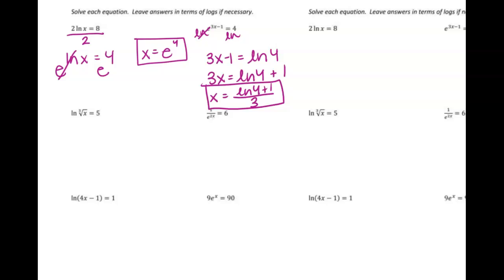Okay. One looks similar. Keep in mind 1 over e to the 2x is the same as e to the negative 2x. So this is equal to 6. To be able to use this negative 2x, I'm going to take the natural log of both sides. So negative 2x equals natural log of 6. Divide by negative 2. X equals natural log of 6 divided by negative 2.